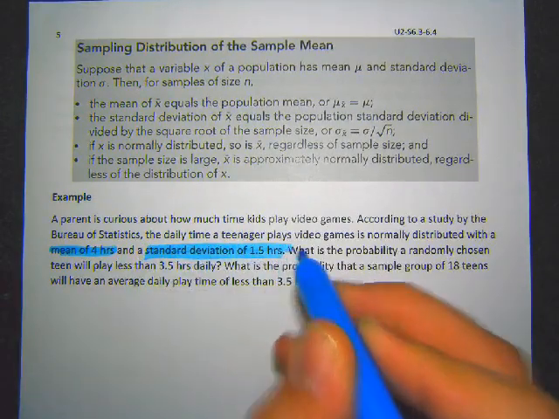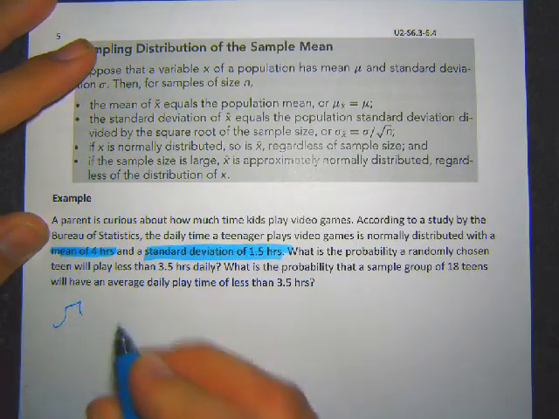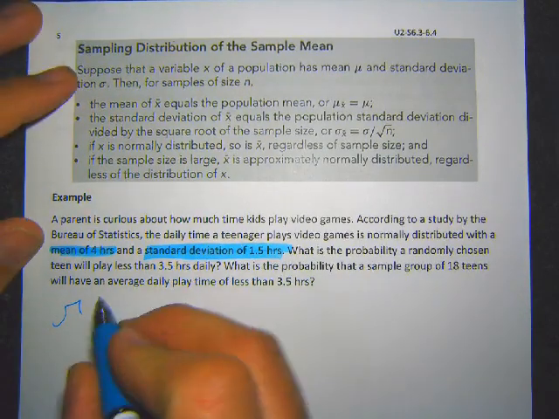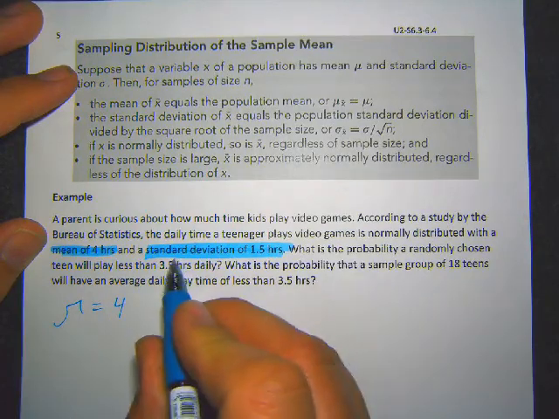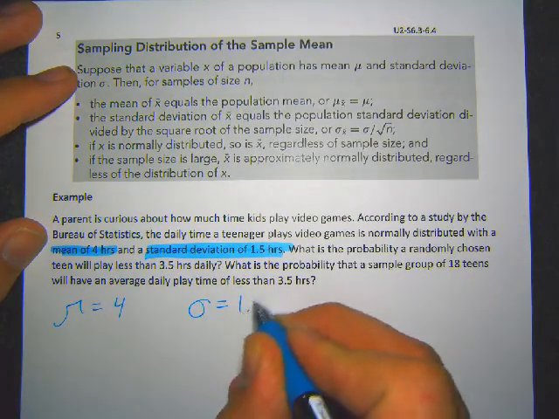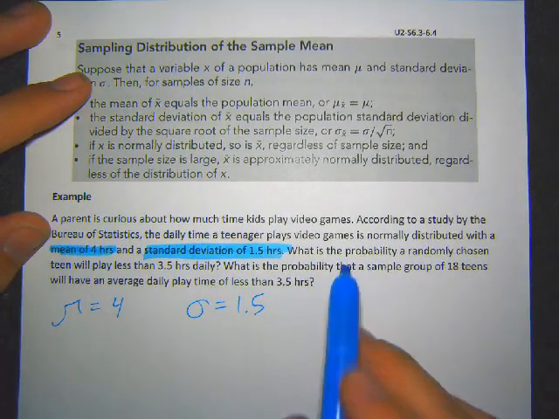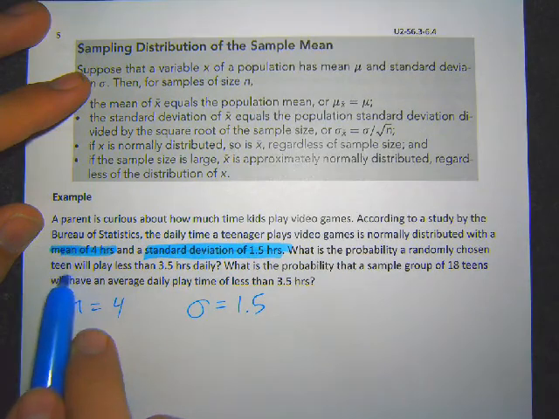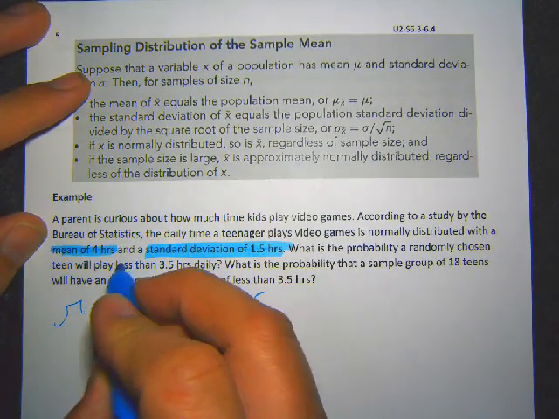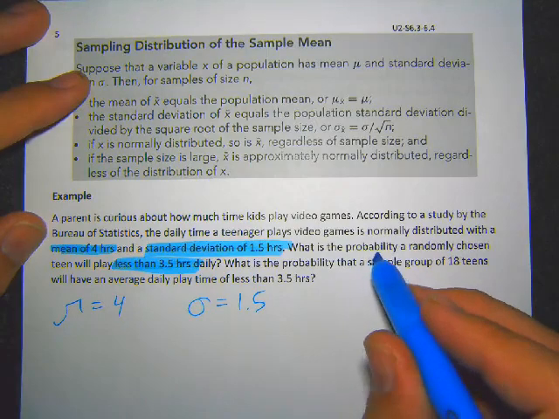So that's going to be, in this case, our population mean. They give us the mean, this is for everybody. So the population mean is 4 hours, and the population standard deviation, the standard deviation for everybody, is 1.5 hours. They want to know, what is the probability a randomly chosen teen will play less than 3.5 hours daily? So we're looking for the probability, the percentage, less than 3.5.